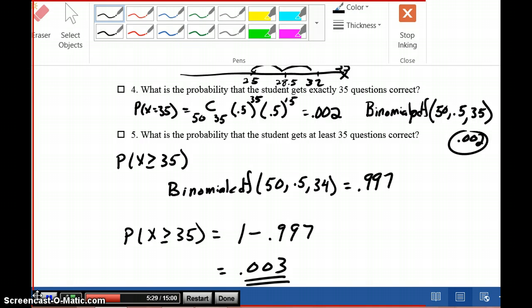But that gives me the probability of getting 34 correct on down. I'm trying to figure out the probability of getting 35 on up. So I will have to say the probability that x is greater than or equal to 35 is really 1 minus the probability of getting 34 correct on down, which would be 1 minus 0.997, which ends up to be 0.003. So I have a 0.3% chance of getting 35 correct or more if I guess out of 50 questions.